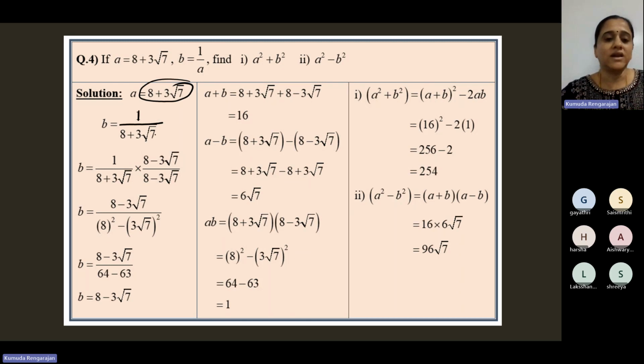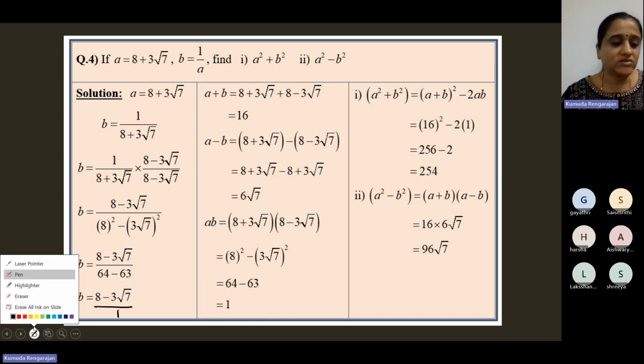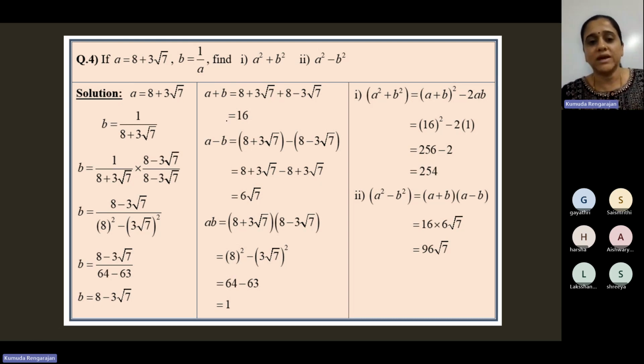Can you see that? Now the denominator is irrational. So we'll have to rationalize using the conjugate. So that's what you see here. So B is equal to 8 minus 3 root 7. You can see the denominator is 1, which is rational. Now, after this, you need to find A plus B. A plus B is 16. I have found A minus B also because you need it for this.